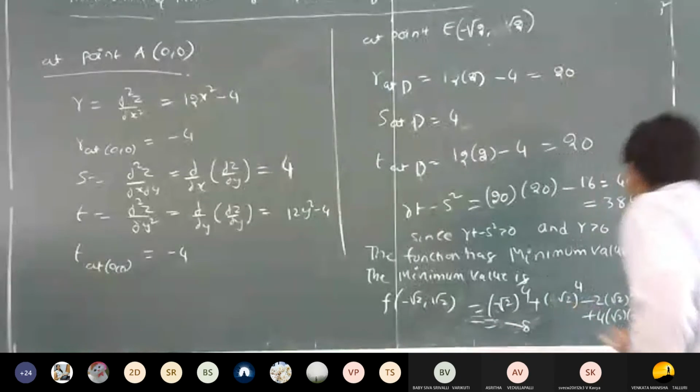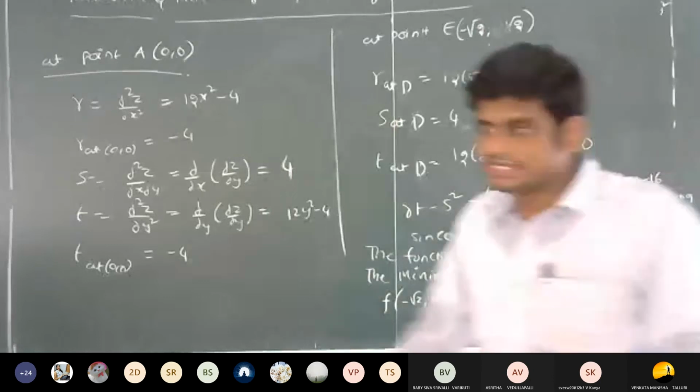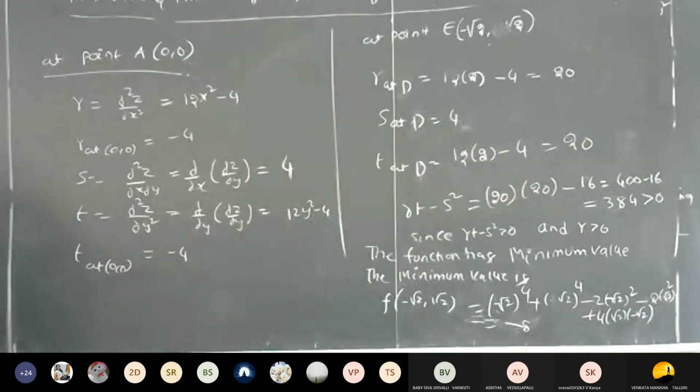Minus root 2 plus root 2. So here minus root 2, so here plus and same. So I think that value also is minus 8. So at the point D also you will get the same answer. Is it correct or not? Yes, sir.